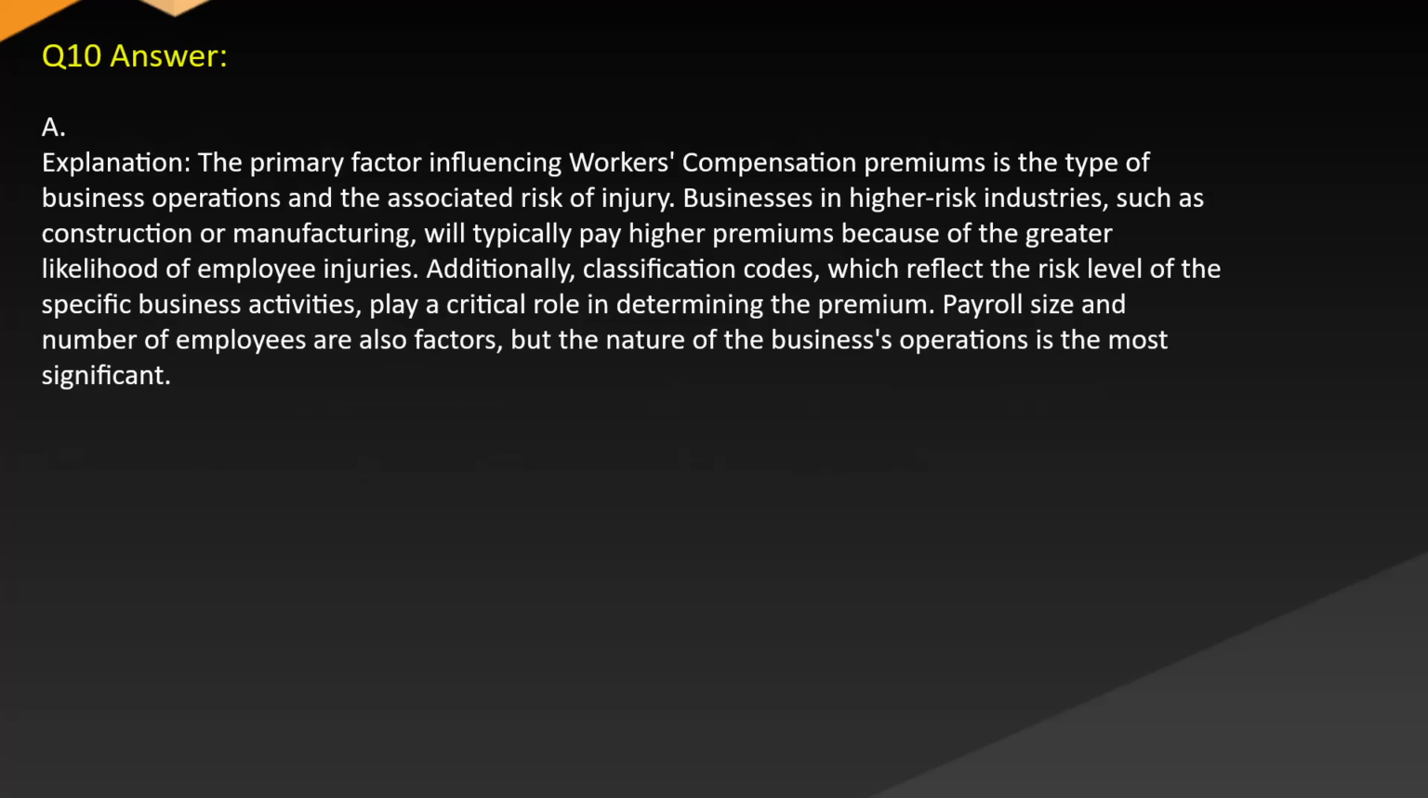Answer: A. Explanation: The primary factor influencing workers' compensation premiums is the type of business operations and the associated risk of injury. Businesses in high-risk industries such as construction or manufacturing will typically pay higher premiums because of the greater likelihood of employee injuries. Additionally, classification codes, which reflect the risk level of the specific business activities, play a critical role in determining the premium. Payroll size and number of employees are also factors, but the nature of the business's operations is the most significant.